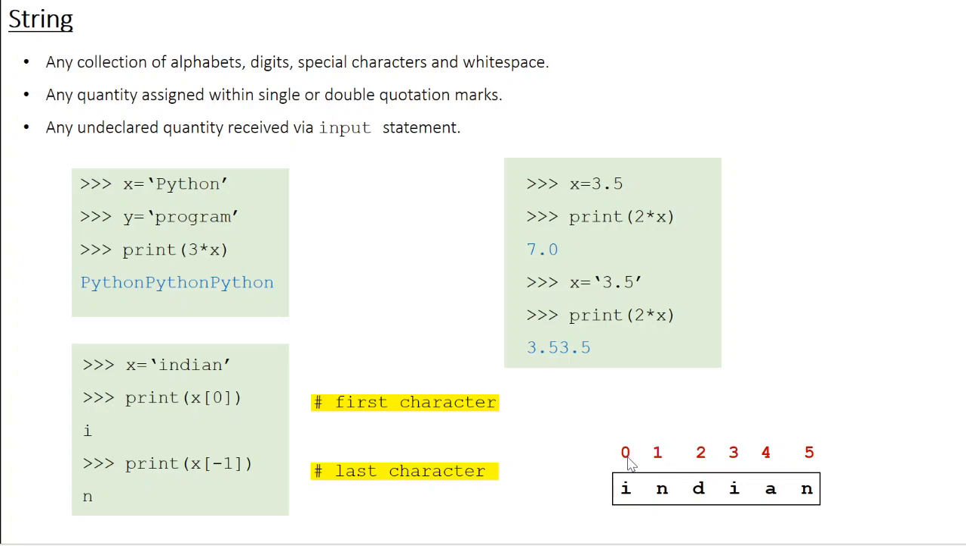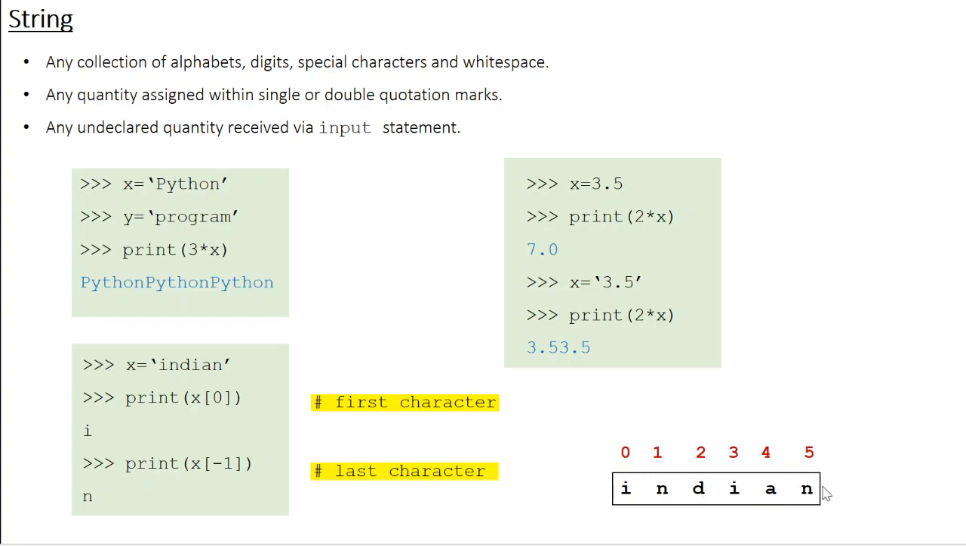Now how do I do that? Suppose I want to access the first character in this string. So I say print x square bracket 0. This will give me the 0th character, which is I. Similarly, if I say print x[2], it will give me the second character, which is D.